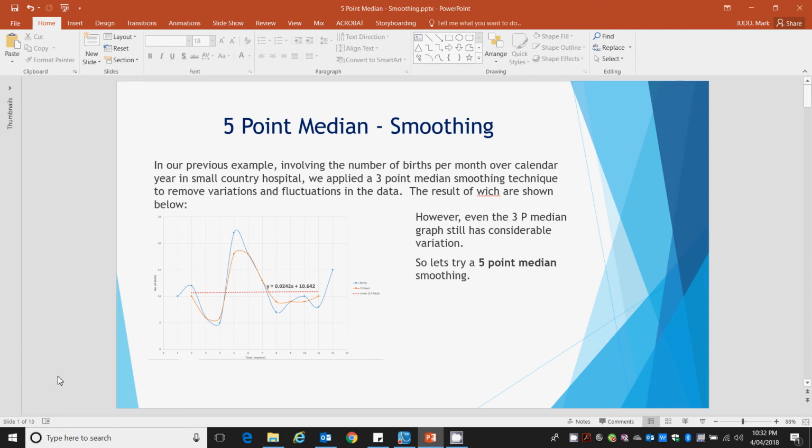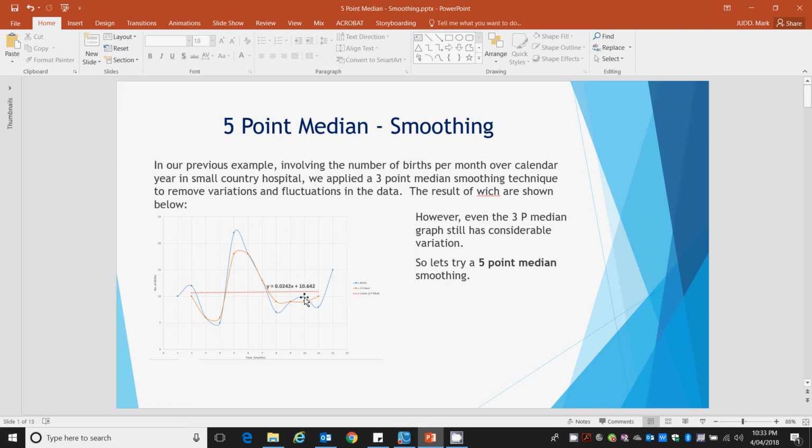Today we'll be looking at a 5-point median smoothing. This is not to be mistaken with a 5-point moving average smoothing technique. A 5-point moving average uses the average of 5 numbers, whereas the 5-point median smoothing uses the median of a set of 5 numbers.